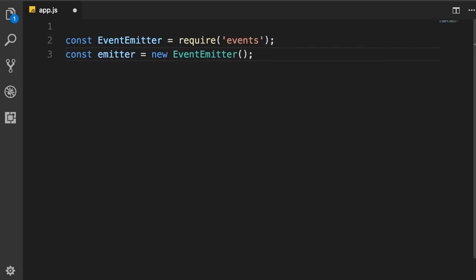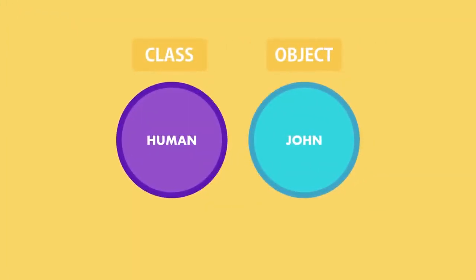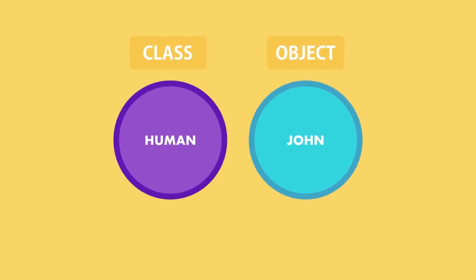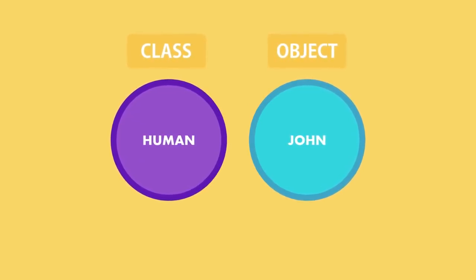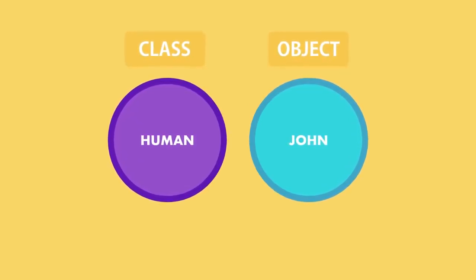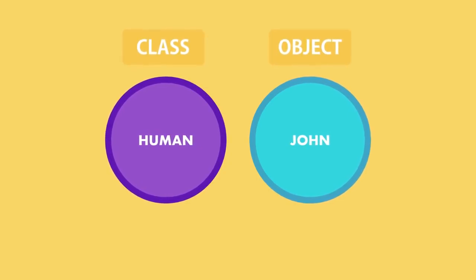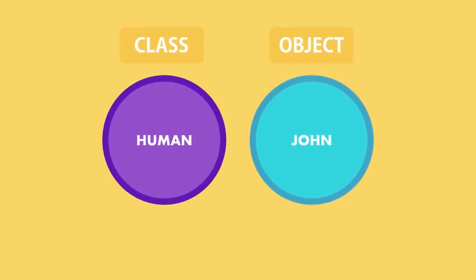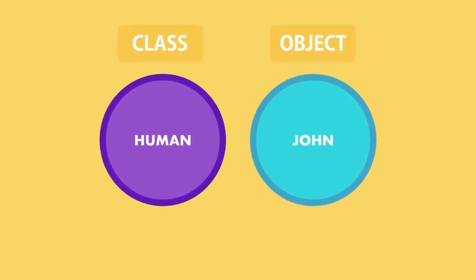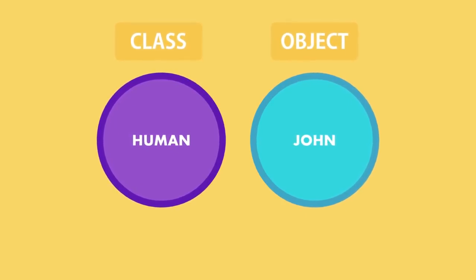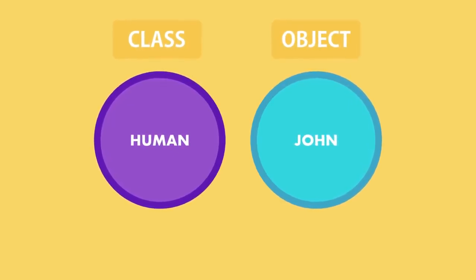So here, this emitter is an object. In case you don't know the difference between a class and an object, let me give you a metaphor. A class is like human, and an object is like an actual person, like John, Mary, and so on. So a class defines the properties and behavior of a concept, like a human, but an object is an actual instance of that class, okay?